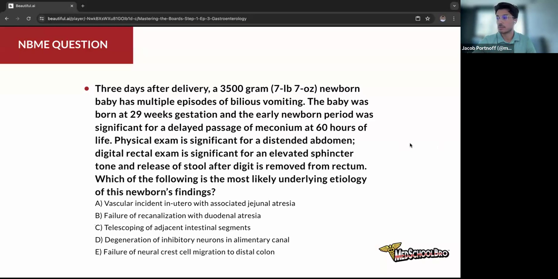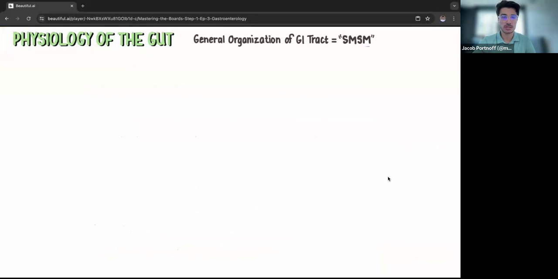Okay, amazing. And so if you guys are absolutely correct if you were saying E though, and in this vignette in particular, we are thinking of Hirschsprung's disease.